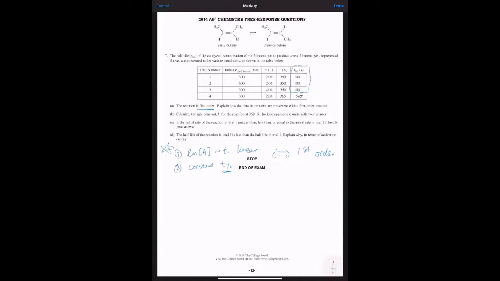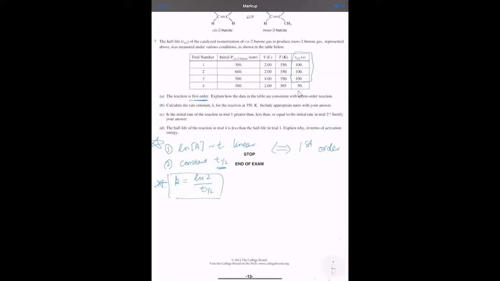flexibly. For the second question, calculate the rate constant. In this case, for the first order reactions, we know that K equals log 2 divided by T-half. This is the equation that you should memorize. I know this equation will be given on the formula sheet at the beginning, but this is something that I want you to memorize, to remember. By using this equation, we can figure out what K is for these first order reactions.